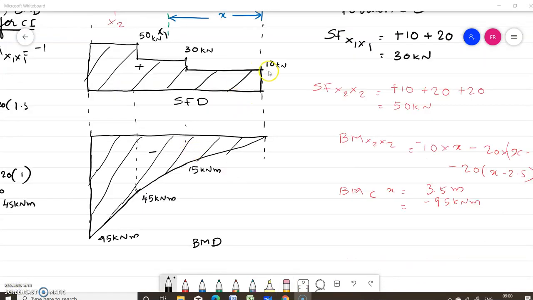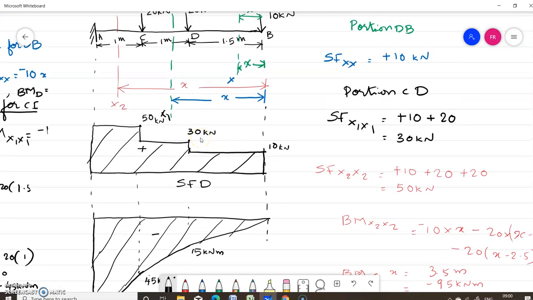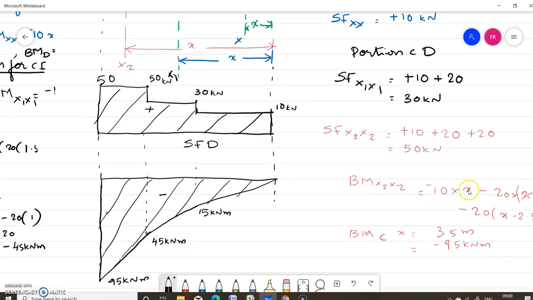Here you can plot all the values in the shear force diagram. At the free end it is 10, at this point it is 30, and at the support A it is 50 kilonewton. You have to write the unit also, then it is positive, and under the diagram you write SFD. Now in the bending moment diagram, the equation varies with x, so there is linear variation. At the free end it is 0, at C it is 15, at this point it is 45 kilonewton meter, and at the fixed end it is the maximum bending moment, that is 95 kilonewton meter.